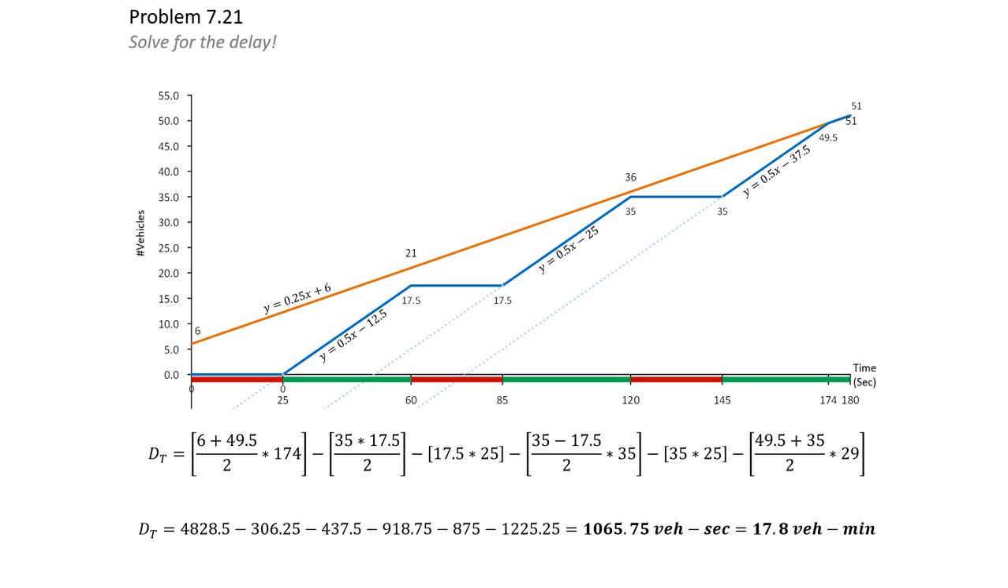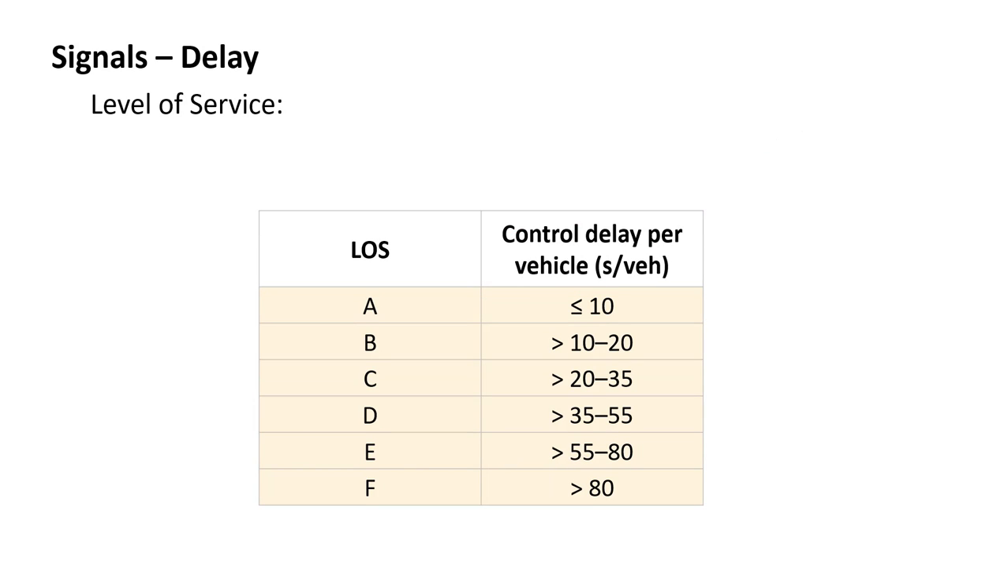A lot of times we show delay in vehicle minutes and occasionally vehicle hours. So that's how much total delay we had, right? And so what's our level of service? In traffic signals, we look at it as what's the delay per vehicle. And so what's the average delay? How long does the average person have to wait at this signal?